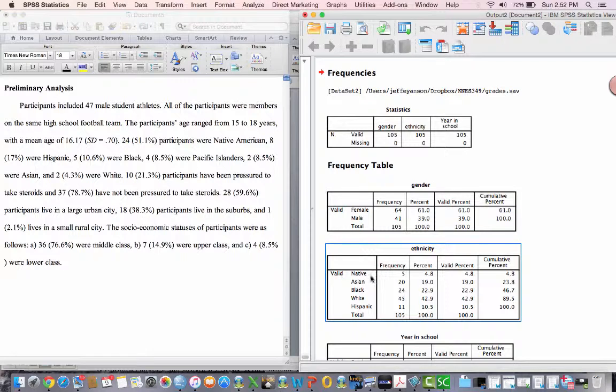Doesn't matter what it says on SPSS, when you start your sentence, it goes from big to small. Even down here where it says 76% were middle class, then upper class, then lower class. It goes by the percentage number.